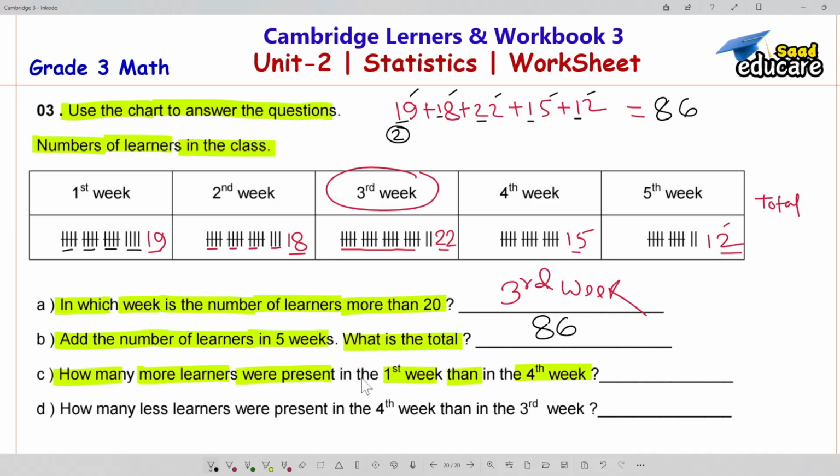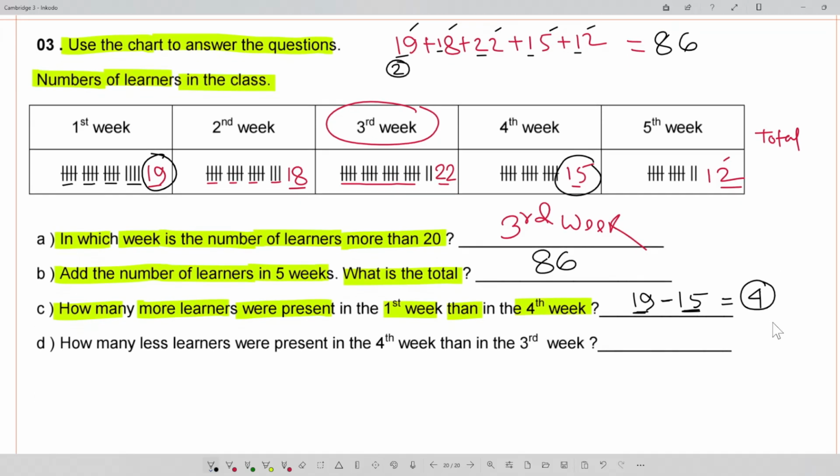Next question, how many more learners were present in the first week than in the fourth week? So how many more? First week came 19 and fourth week 15. So if we subtract, we will get 4 more learners from first week than fourth week. So its answer will be 4. Just 19 minus 15. 19 is the learners of first week and 15 is the learners of fourth week. So how many more in first week? 4 more.